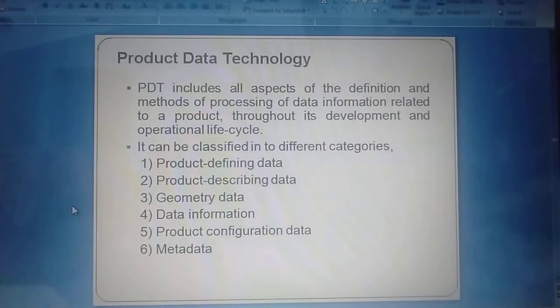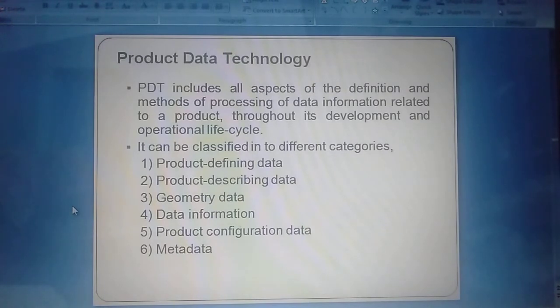Product configuration data relates to the information about possible variants. For this we have examples: the data that define the set of the car in accordance with the customer orders, including the type of engine and transmission, safety features, colors and all possible accessories. Then the last one, metadata, that describes additional product-related facts such as production-related information or data for calculation and organization.